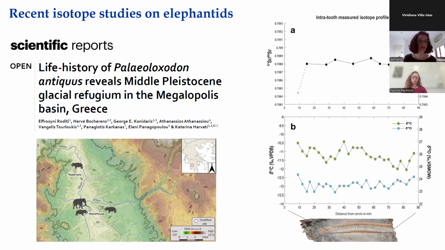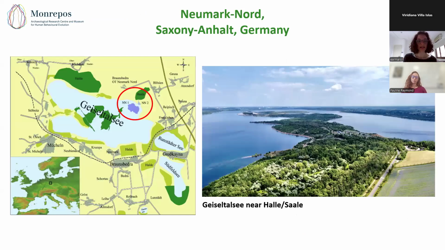A recent work published by Roditi and colleagues did not find evidence of migration. But these are more ancient samples, and in Greece. So we would like to know more about Palaeoloxodon antiquus from a more recent time, and specifically Palaeoloxodon antiquus found at the site of Neumark-Nord, which is located in northeastern Germany, in Saxony-Anhalt.